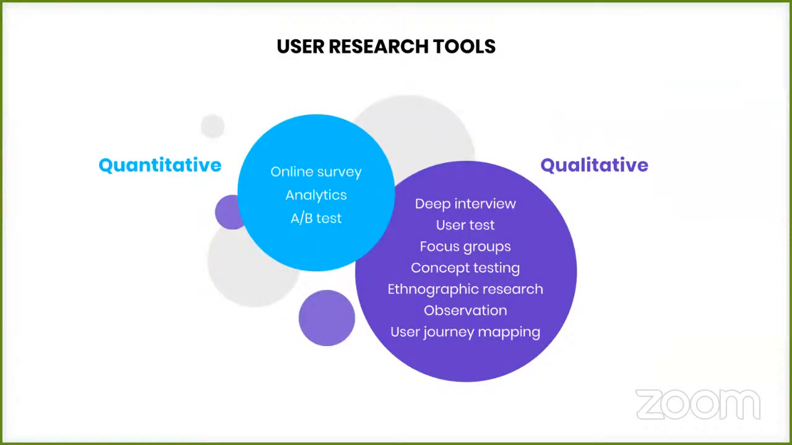User research tools, I think, are another important point. You have to make sure that you take both the paths, which means quantitative as well as qualitative analysis. So whenever you do any kind of market research or any kind of survey, or maybe an online survey, analytics, A/B testing, right? Deep interviews, user tests, focus groups again are an important thing. Concept testing, ethnographic research, observations, user journey mapping. I think all of them are important, right?